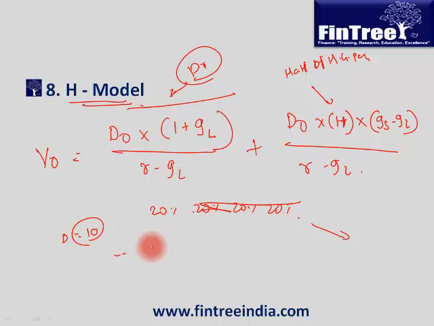So my actual D1 is going to be 12 rupees. But in the formula, we are saying D0 into 1 plus GL, the long-term growth rate. So the numerator is not D1, it is D0 into 1 plus GL divided by R minus GL, plus D0 into H, which is half of high growth period, into the difference of two growth rates divided by R minus GL again. So in the denominator, both the places we have GL. Are we good to move?